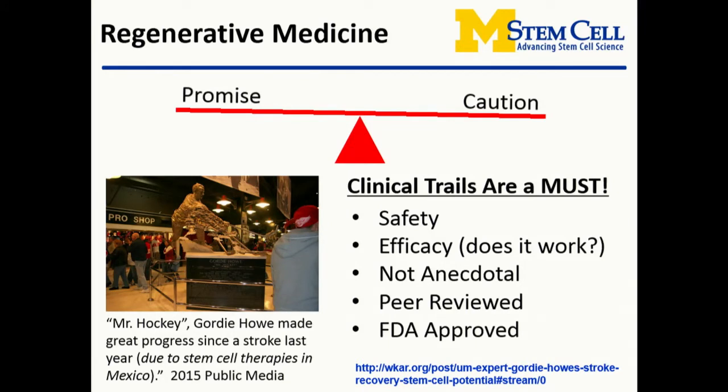But when I was interviewed, and the interview is here in blue if you want to listen to it at some point, the thing that I tried to emphasize was clinical trials are a must. Clinical trials take time, but they are a must. They tell us about safety, they tell us about efficacy, does it work? It's not anecdotal. It allows peer review and allows FDA approval. All of these things are very, very important if stem cells are going to be the engine for regenerative medicine.